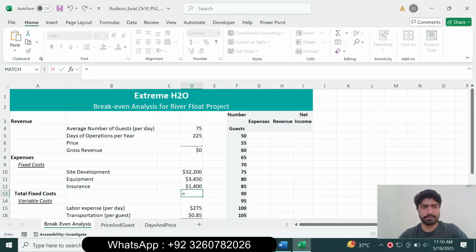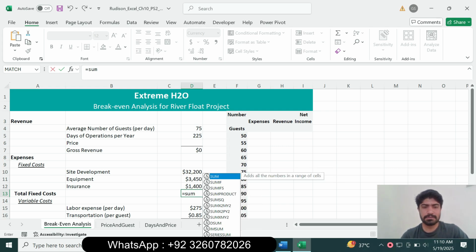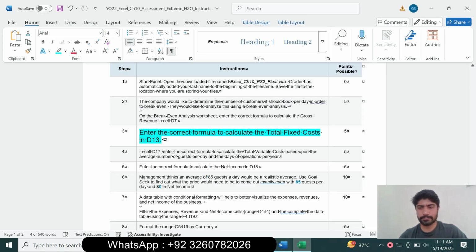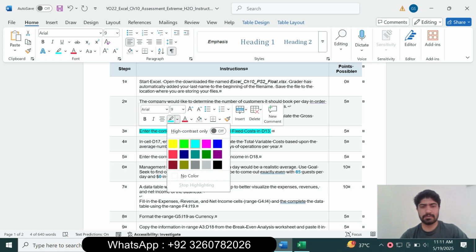So type equal to and the sum function. Insert the sum function D10 to D12, close the bracket and press enter. So question number 3 is complete, and we move to question number 4.